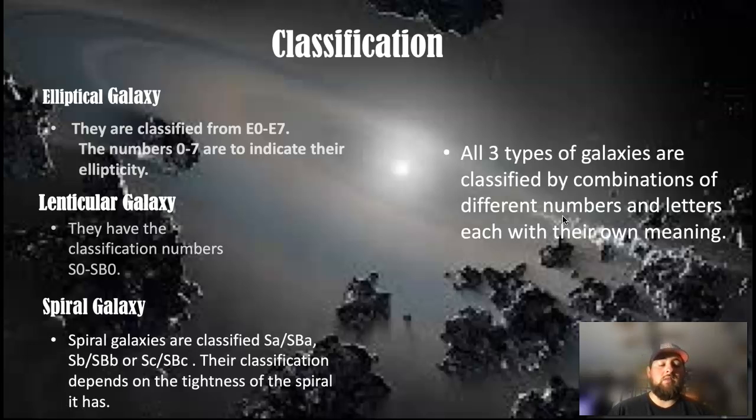There are different types of classifications of each of the galaxies. The elliptical galaxies are classified from E0 to E7, and their numbers 0 to 7 indicate their ellipticity. Lenticular galaxies have the classification numbers of S0 to SB0. And spiral galaxies are classified from SA, SBa, SB, SBb, or SC to SBc, and their classification is based on the tightness of the spiral it has. All three types of galaxies are classified by combinations of different letters and numbers, and each of them have their own meaning for the way that they're classified.